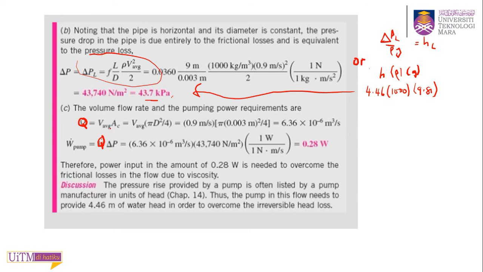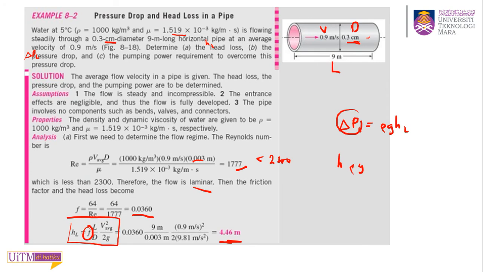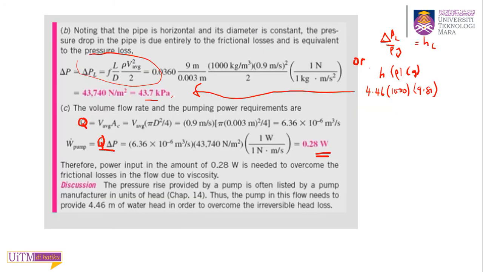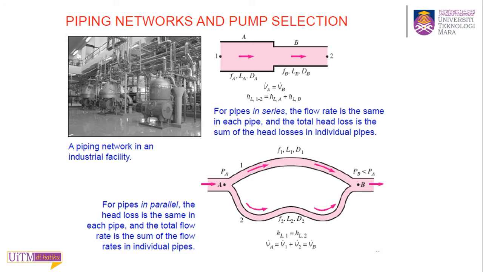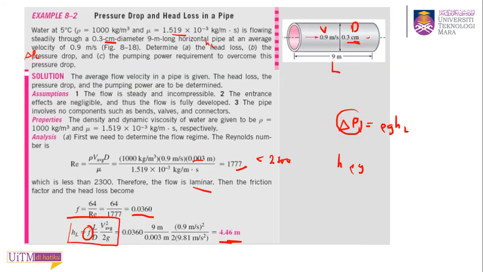But that's multiplied with the mass flow rate. Mass flow rate times g times HL, so that will give you the same. Or you can use this equation as well, where you find the delta P. So this will give you 0.28 watt. And this is the pumping power requirement that needs to be put inside our pipe in order to recover back the head losses, this 4.46 meter losses. Alright, that is the easiest example, because it's just a laminar flow.